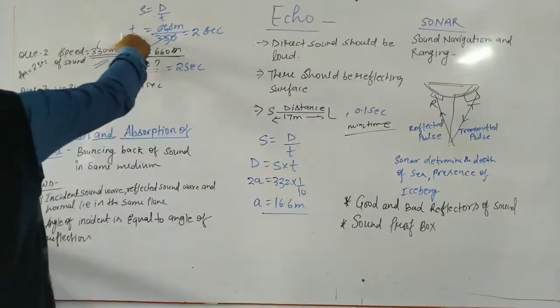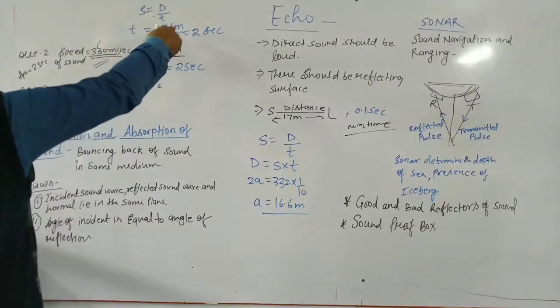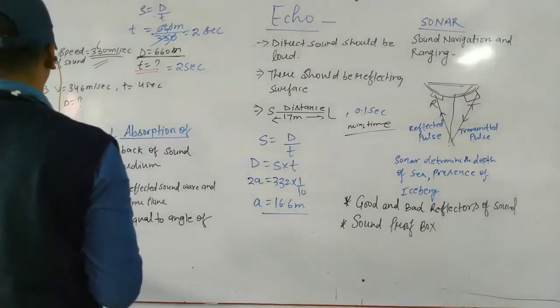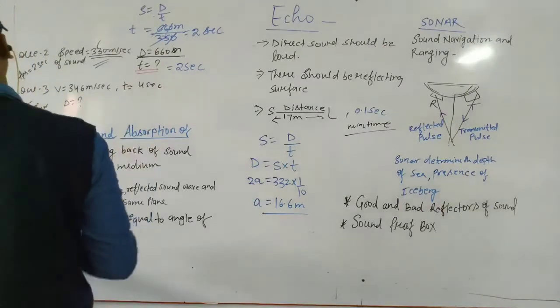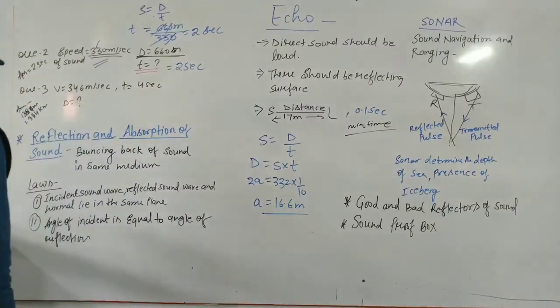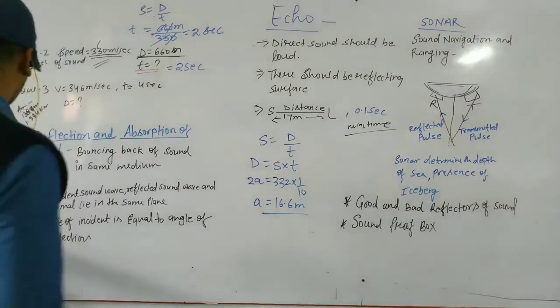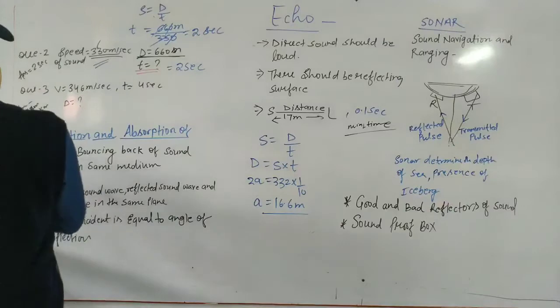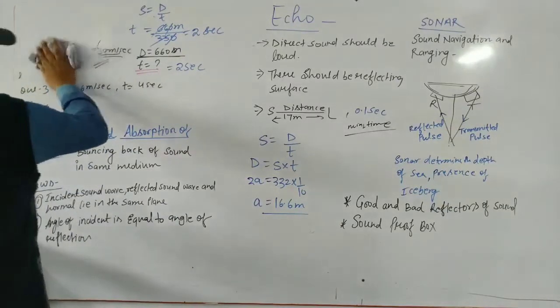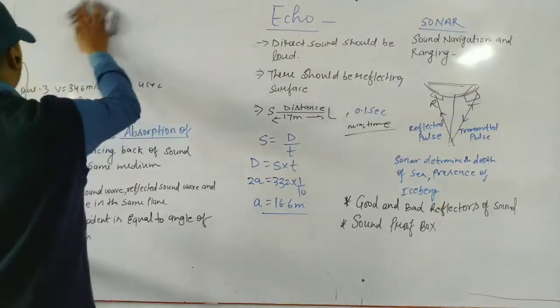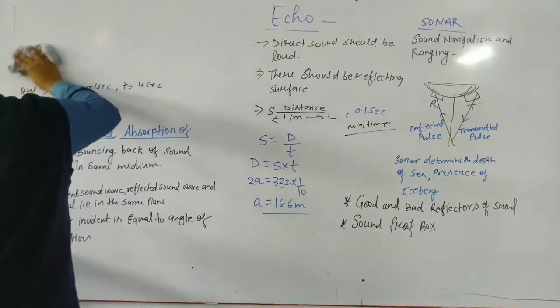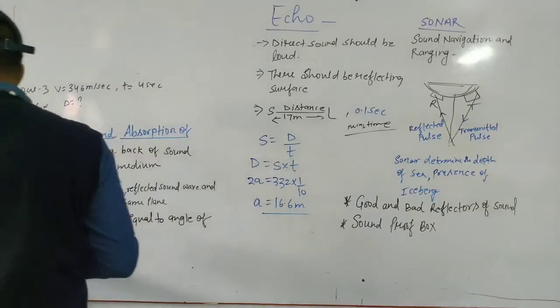So the formula is time is equal to distance upon speed. Zero cancels zero. Finally we get 2 seconds. So we can hear that noise after 2 seconds. This is numerical number two. Question number 3. Please revise both the numericals carefully. They can directly come in your examination. So revise them properly.